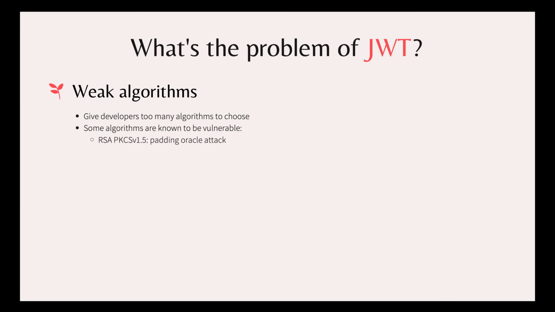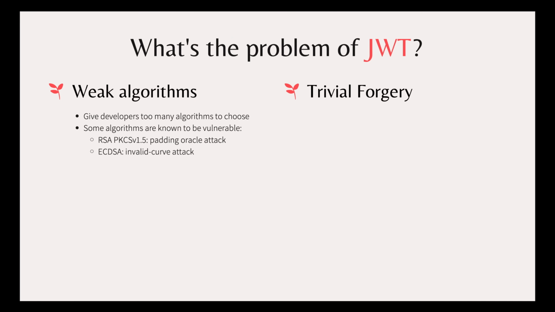Such as RSA with PKCS version 1.5 is susceptible to padding oracle attack, or elliptic curve digital signature algorithm can face invalid curve attack. For developers without deep experience in security, it would be hard for them to know which algorithm is the best to use. So the fact that JWT gives developers too much flexibility to choose the algorithm is like giving them a gun to shoot themselves in the foot. But it's not the worst.